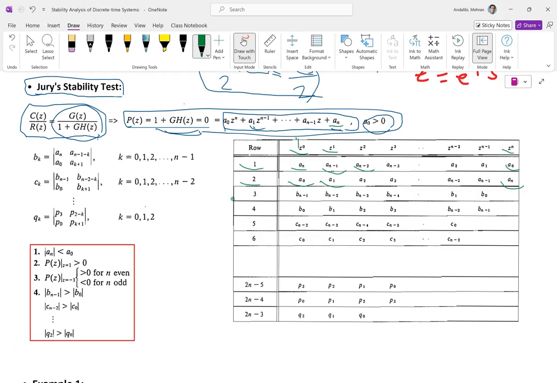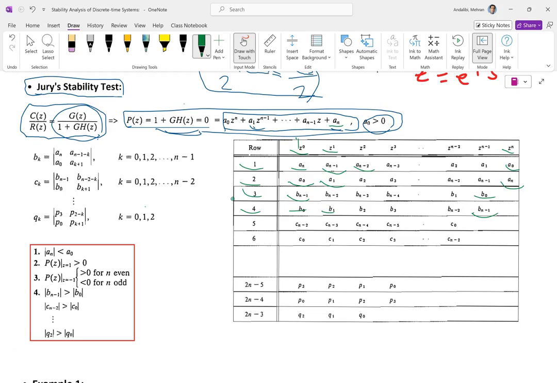What do you do for row 3? Here you fill it with some numbers called b naught all the way to bn minus 1. There will be one less number in it. And again, row 4 is the flipped version of row 3. You start with b naught, go to bn minus 1. And the same goes for all other rows.